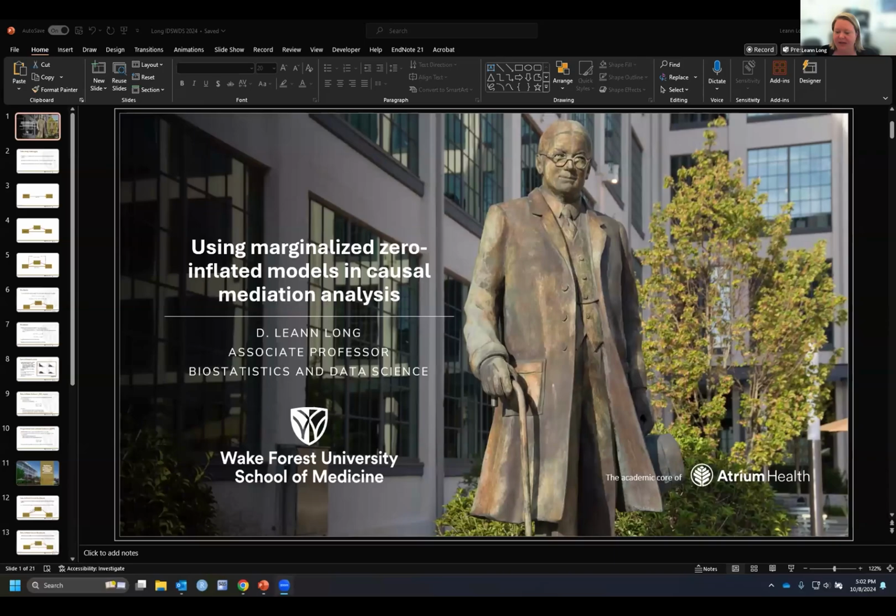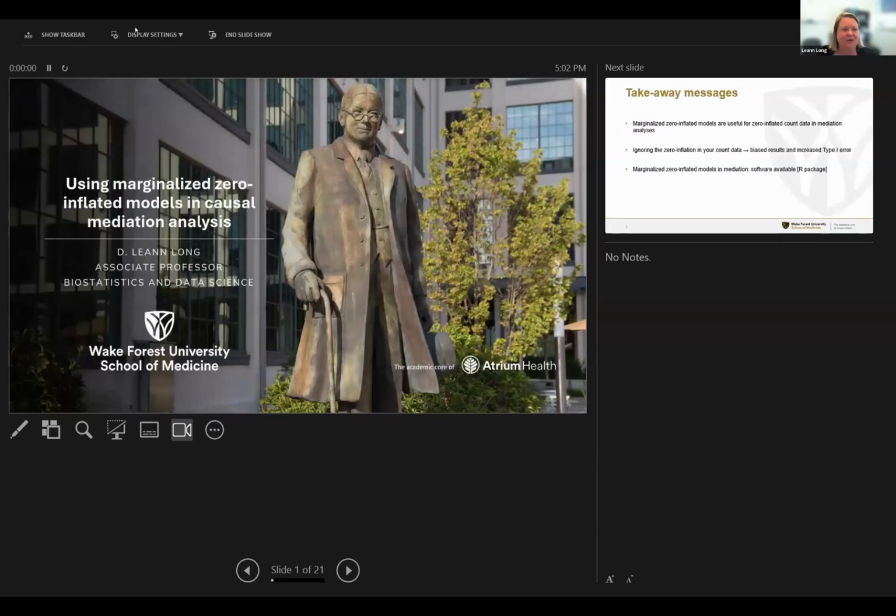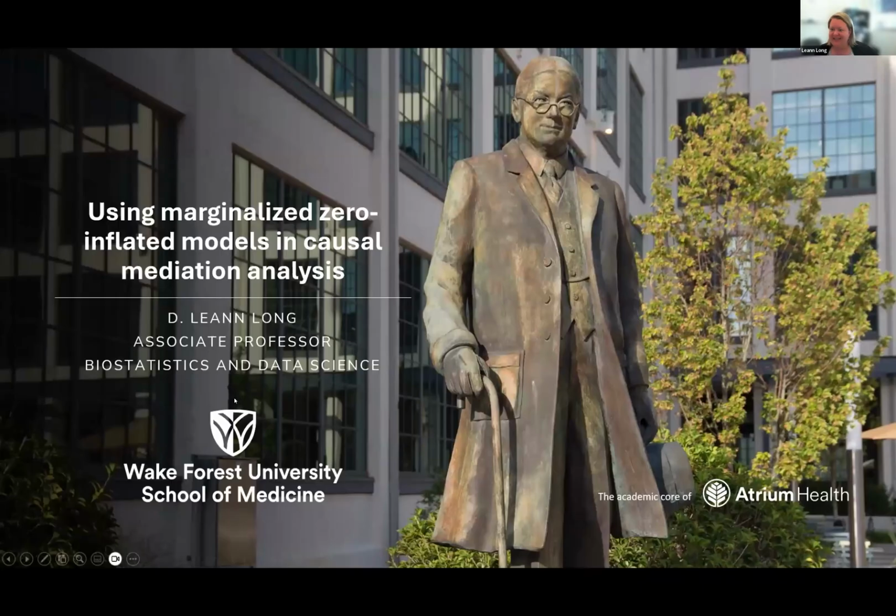Of course. Let me see if I can manage sharing my screen and swapping it all out. There we go. Can everybody see?